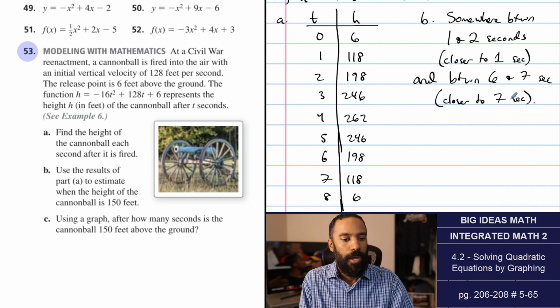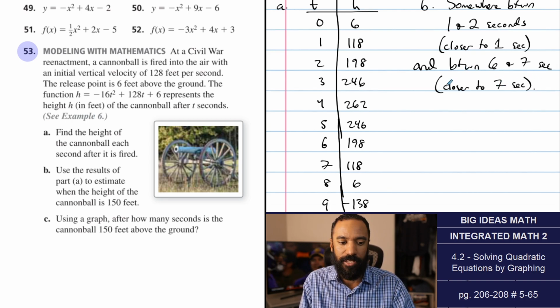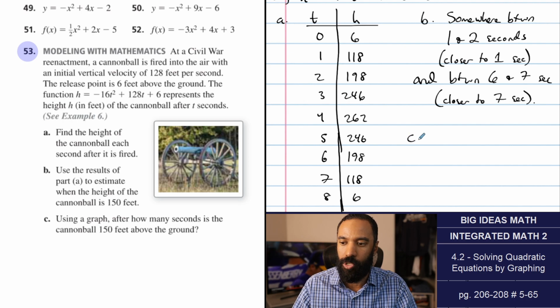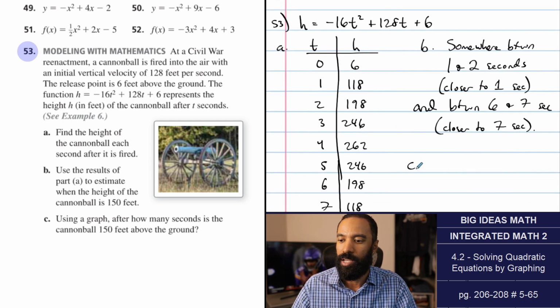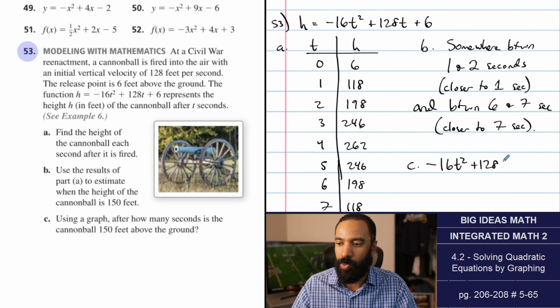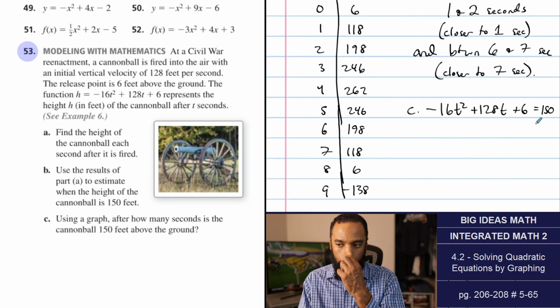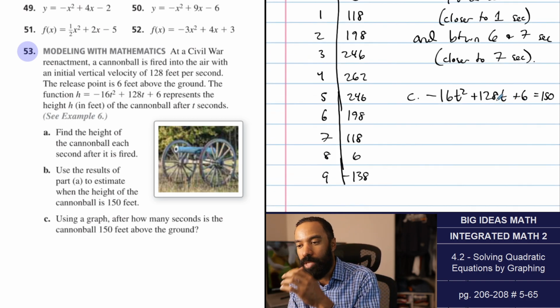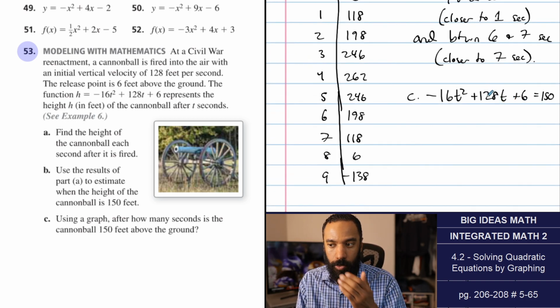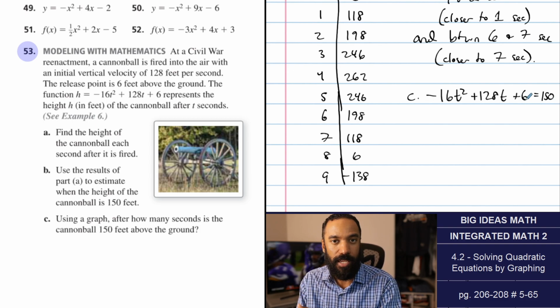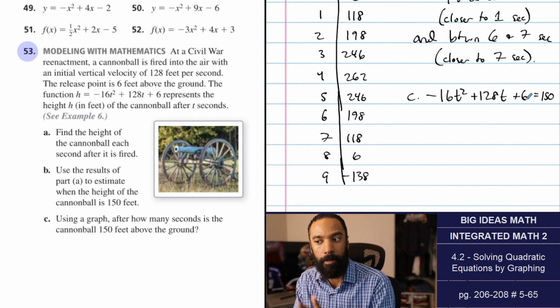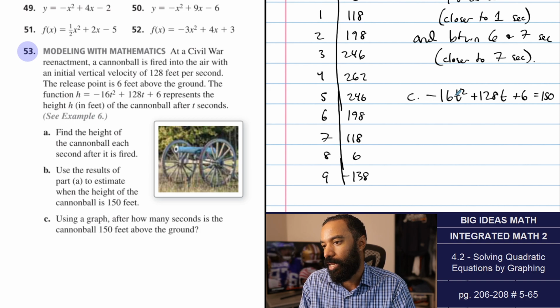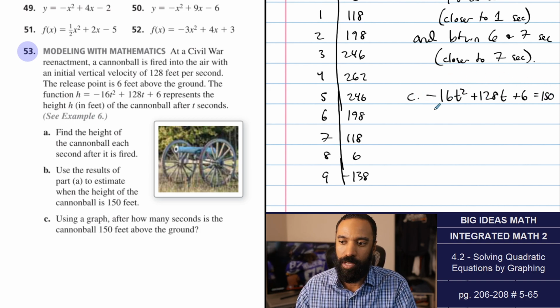Okay. Part C, using a graph, how many seconds is the cannonball 150 feet above the ground? So what we're going to do now is take our equation, negative 16t squared plus 128t plus 6, set it equal to 150, and we're going to solve. We could use either of those two methods we used in the past. We can either subtract this over, set it equal to 0, and find the x-intercepts, which I plan on doing, or make a y equals this, and find where those two graphs intersect. But I'm going to do the first one.